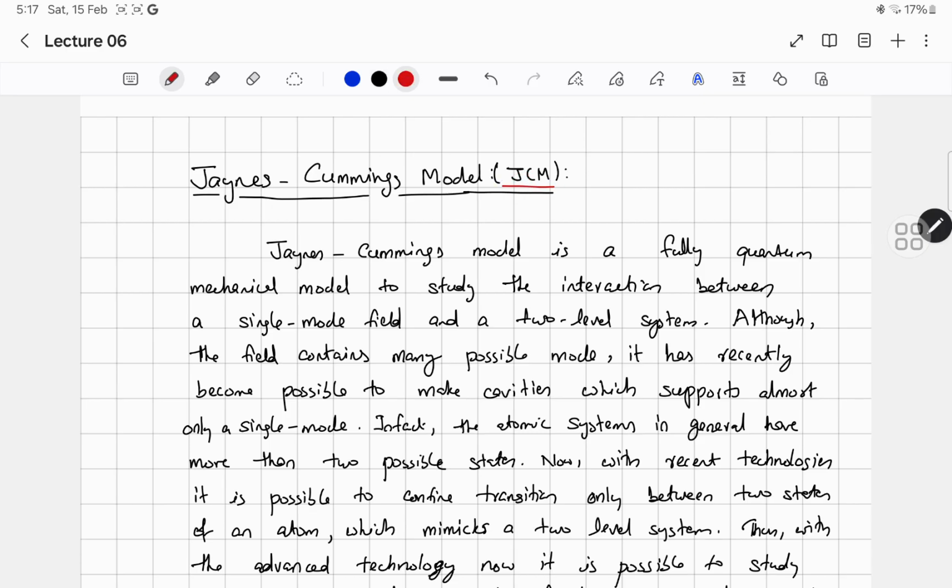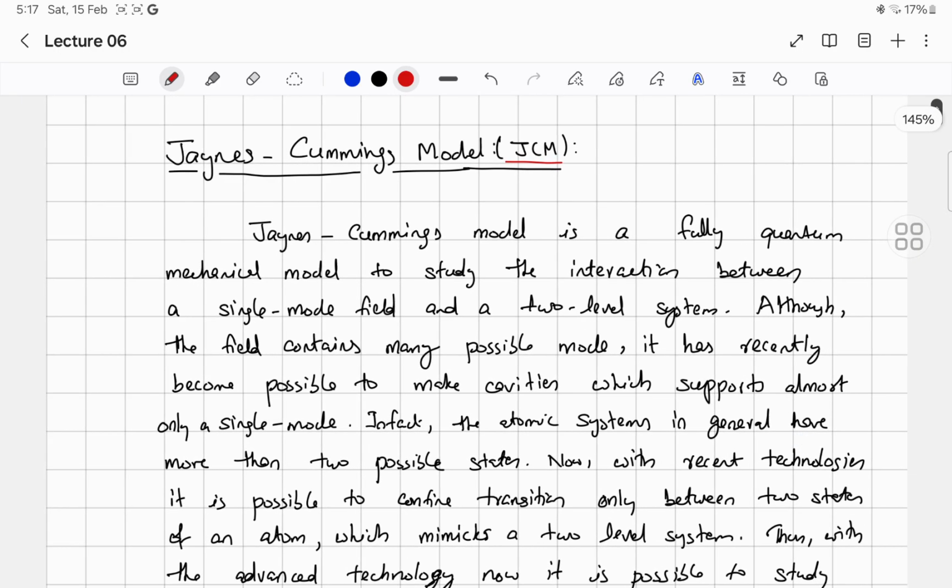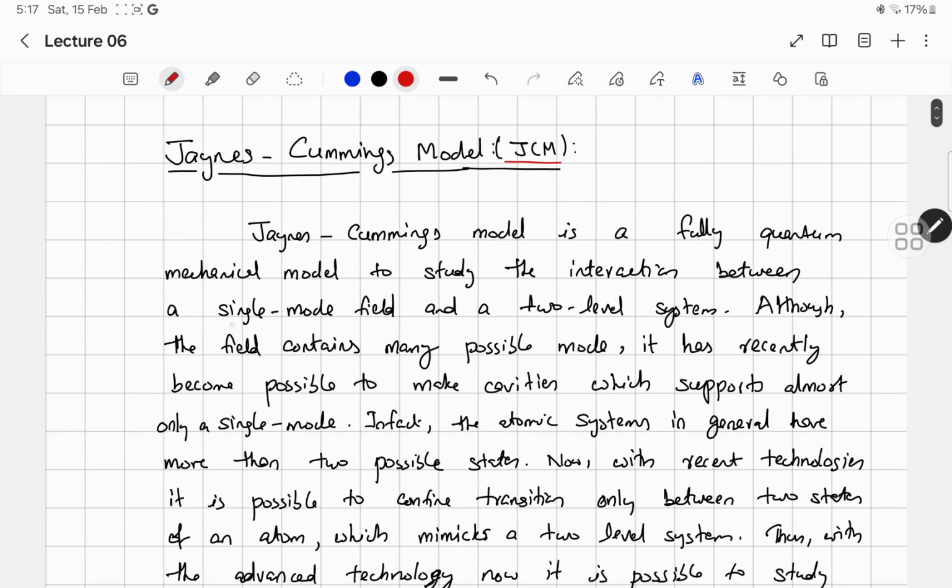The Jaynes-Cummings model is a fully quantum mechanical model to study the interaction between a single mode field and a two-level system. Now, what is meant by a single mode field? Practically, we cannot get a single mode field. It is very difficult to achieve the condition for it. A single mode field means a field with a single frequency, single polarization, and single direction of propagation.